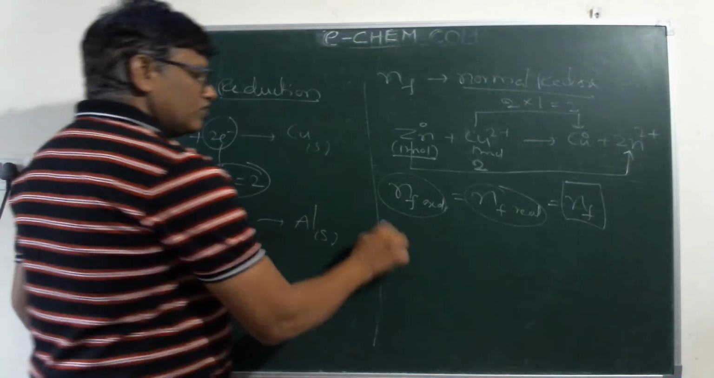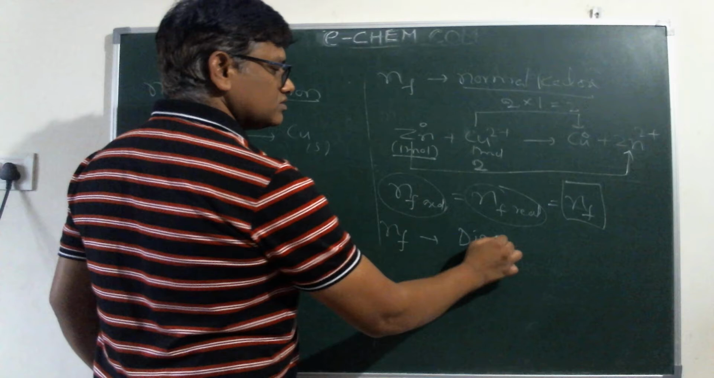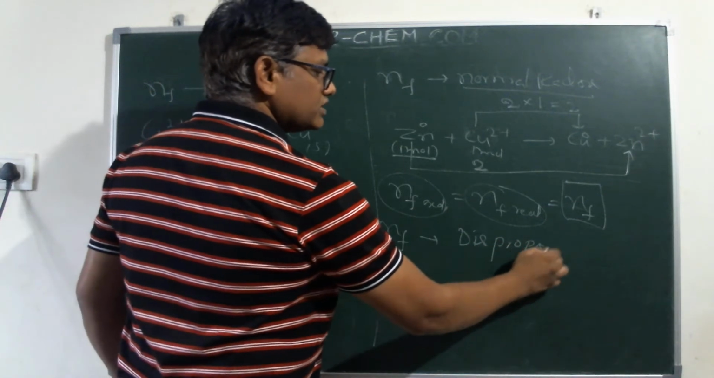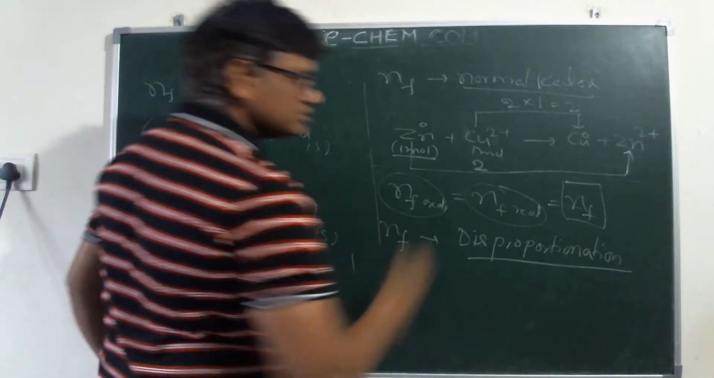Now let's go for the calculation of the n factor for disproportionation reactions.